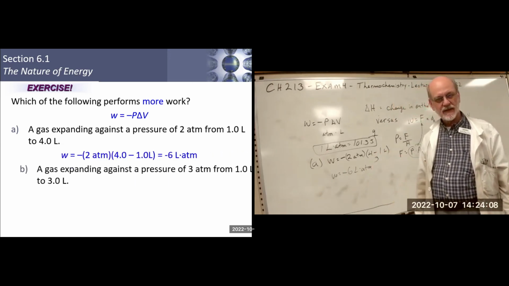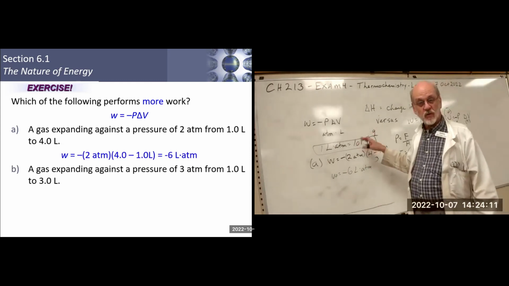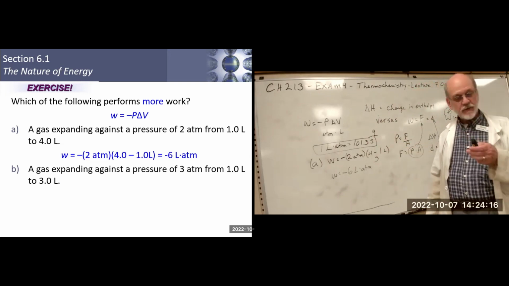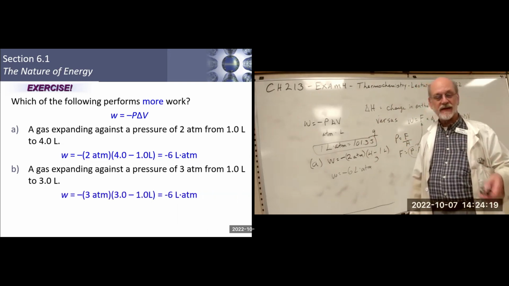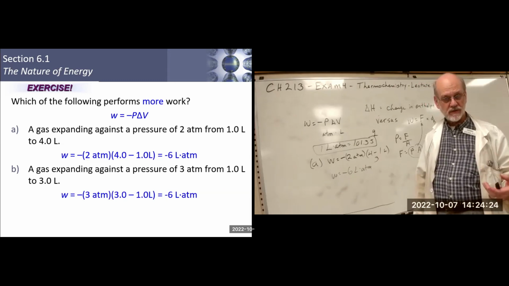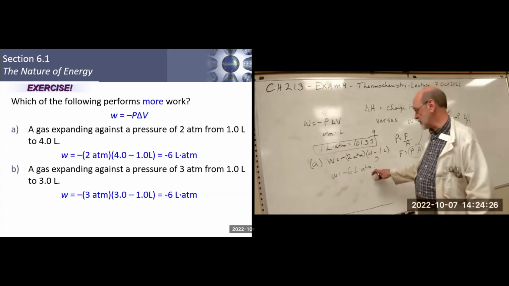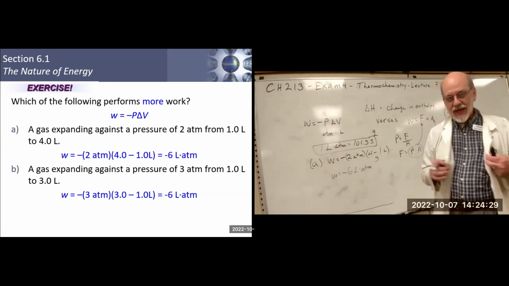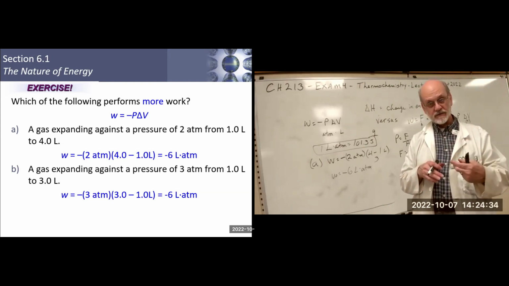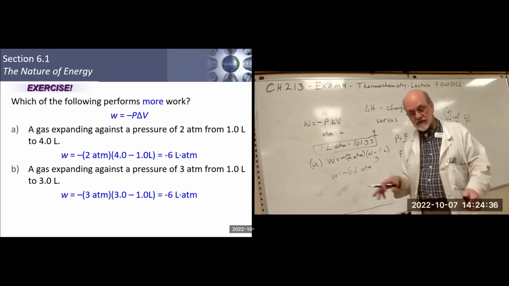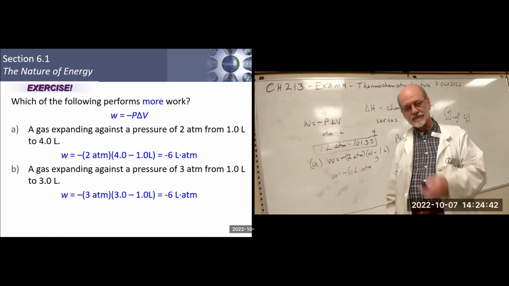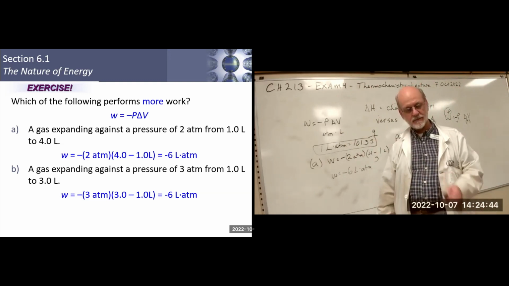There it is. Now, I'm not going to draw the second one on the board because we go through the same steps to get to the next one. If we do the calculations for B, we find out that it is also 3 atmospheres moving 2 liters, which is minus 6 liter atmospheres. So A and B have done the same amount of work on the surroundings. And notice the value is negative. That indicates that the work is being done on the surroundings by allowing the gas to expand.